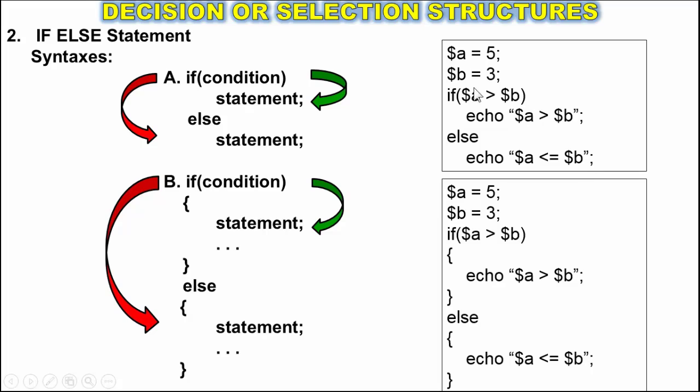For example, there is a variable $A initialized to 5, $B initialized to 3. We have an if-else statement. If $A greater than $B, which is 5 greater than 3, which is true, then the CPU will select the first decision, which is this statement. The second example added the block statement, open and end curly brace, between if and else so that you can place as many statements inside.